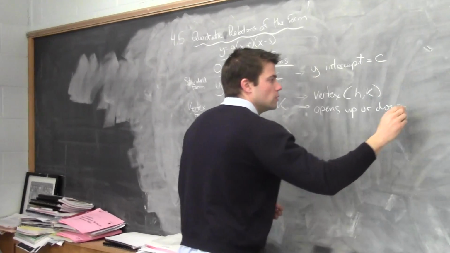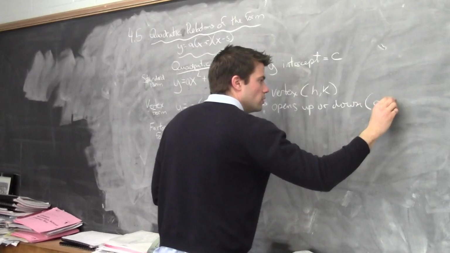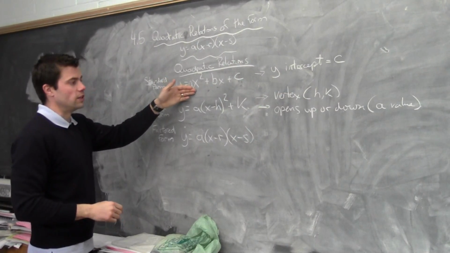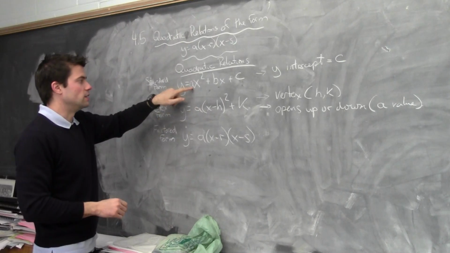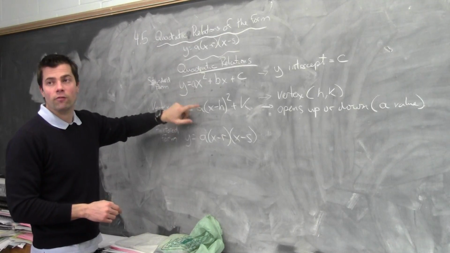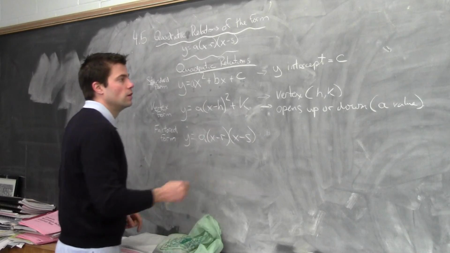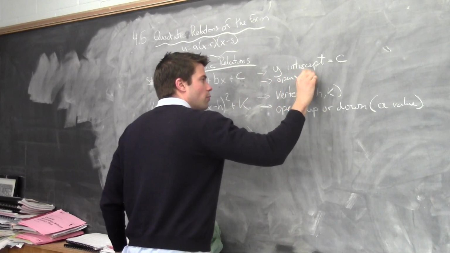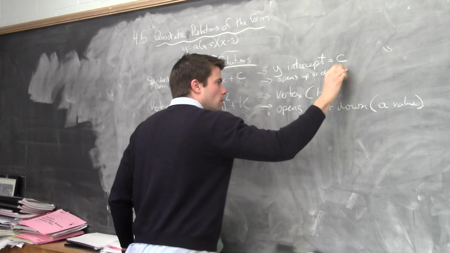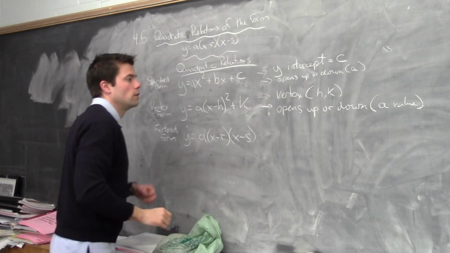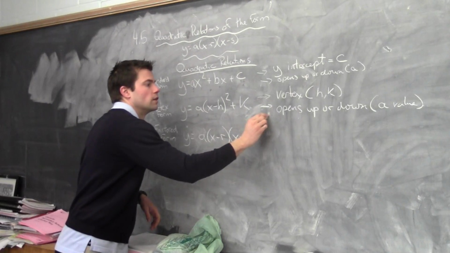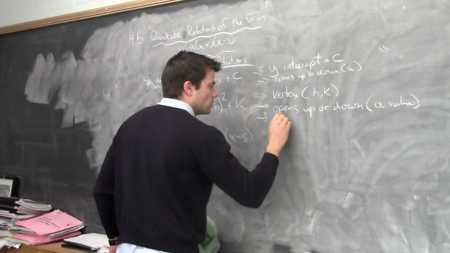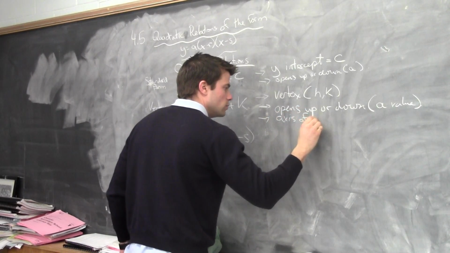So this is the a value. They all do this because the one constant that you can see between all three forms is a. These are the same number in every form. So this also tells us if it opens up or down. What else does the vertex form tell us? Yeah. The axis of symmetry. Excellent. Good. Axis of symmetry.